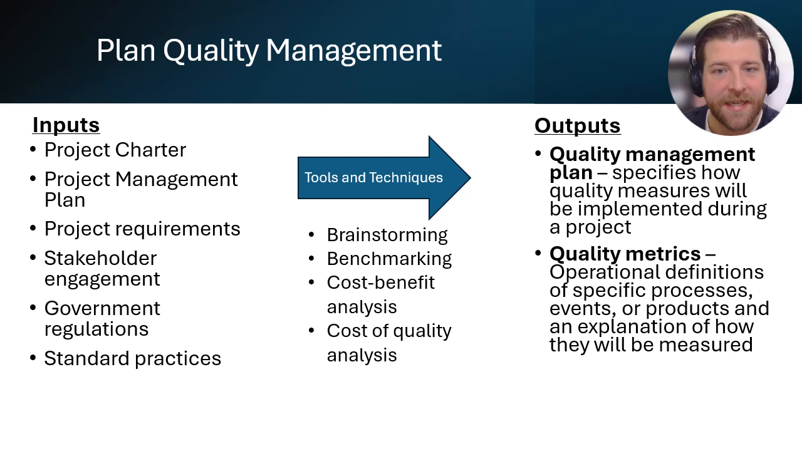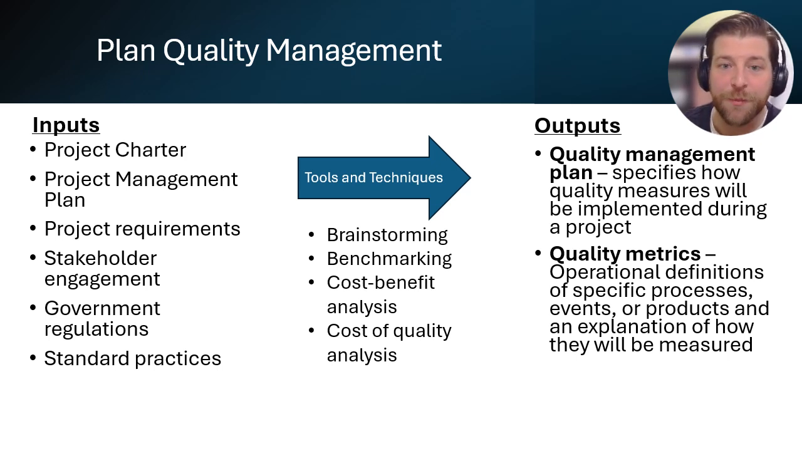The cost of quality analysis involves weighing the cost of conformance, or the cost to prevent quality problems, against the cost of nonconformance, or the cost resulting from quality problems. Cost of conformance can involve costs for training, equipment, testing, or inspections, and the cost of nonconformance can include costs to fix the quality issues, such as wasted hours, reputational damage, or liability issues.